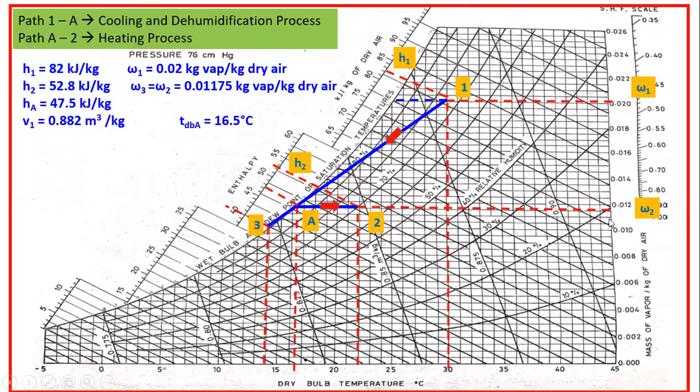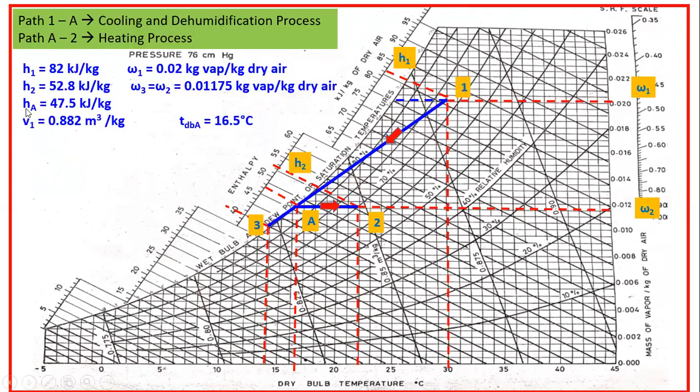So in between is 0.0115, and this is 0.01175. So note down the omega 2 value. Then note down the HA value. So the HA value is enthalpy, 45, 46, 47.5 is the HA value.